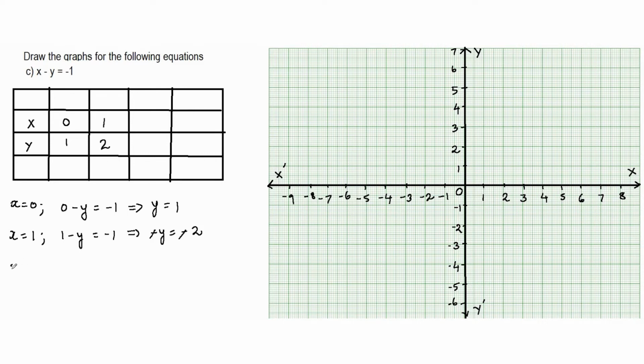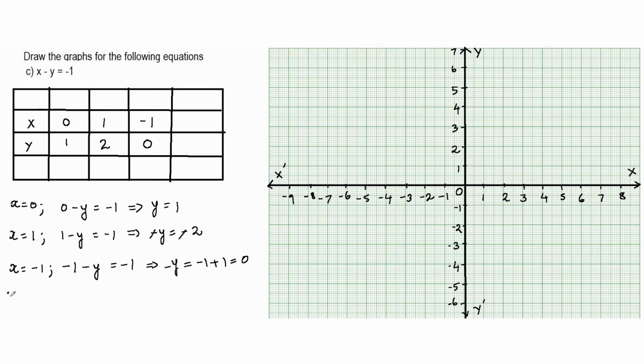And let us substitute x equals minus 1. So when x is equal to minus 1, it is minus 1 minus y is equal to minus 1. Now this minus 1 can transpose to the other side as plus 1. So I get minus y is equal to minus 1 plus 1, which is 0, and hence y is equal to 0. So when x is equal to minus 1, the value of y is 0.